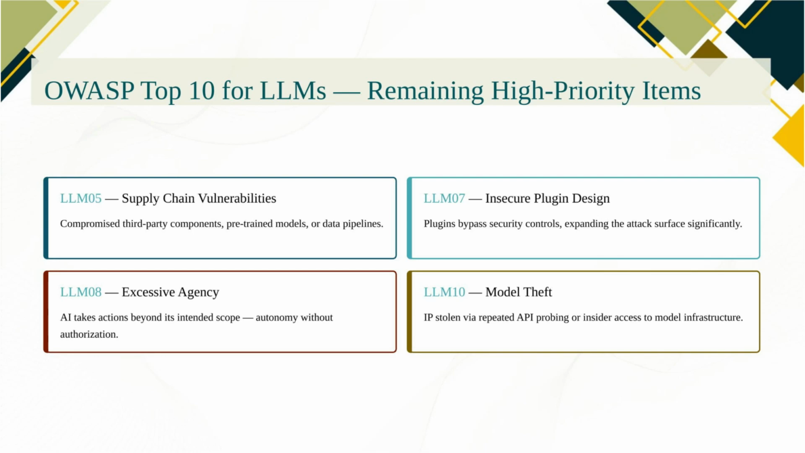Imagine an AI assistant that was given the ability to send emails and through a prompt injection attack started sending unauthorized communications. And LLM-10 is model theft, intellectual property stolen through repeated API probing or insider access. Together with the four from the previous slide, these make up the OWASP LLM top 10. I recommend creating a simple reference sheet with the number, name, and a one-line example for each one. That preparation pays off significantly on exam day.